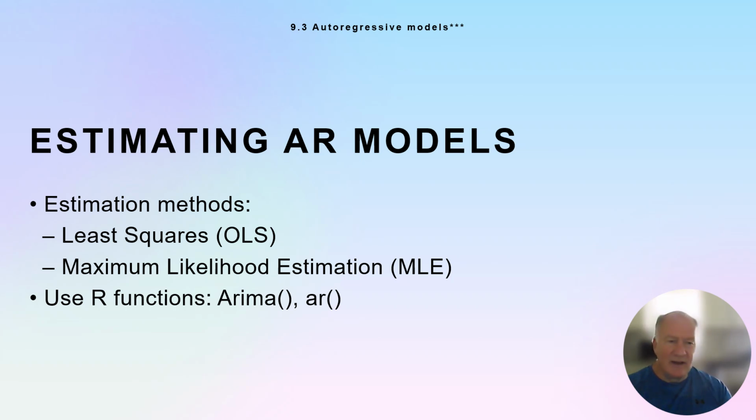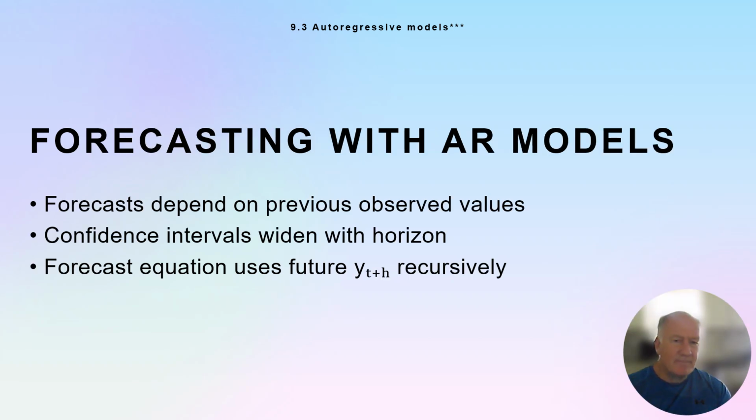In estimating these AR models, we can use least squares or maximum likelihood estimation, and we'll use the R functions arima and ar. For forecasting with AR models, the forecasts depend on previous observed values, and the confidence interval, of course, widens as you go further into time. It widens with the horizon. The forecast equation uses the future values recursively.